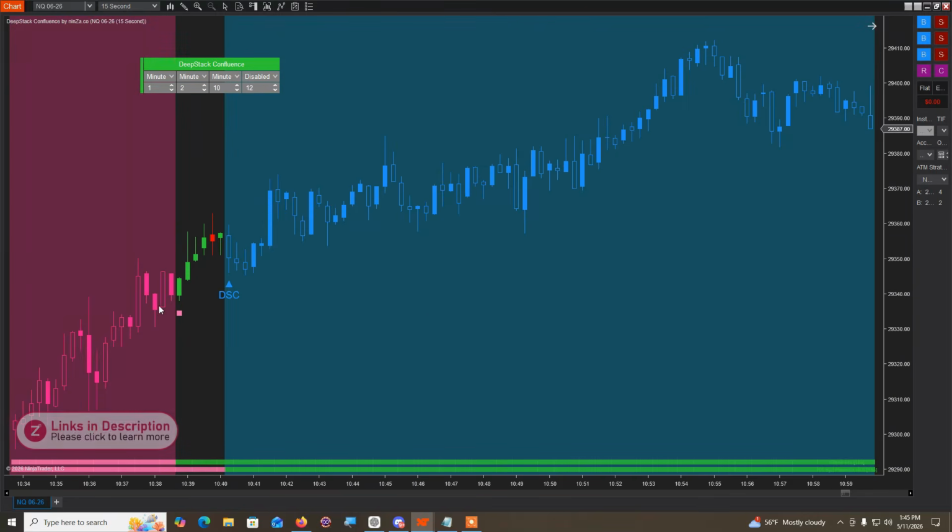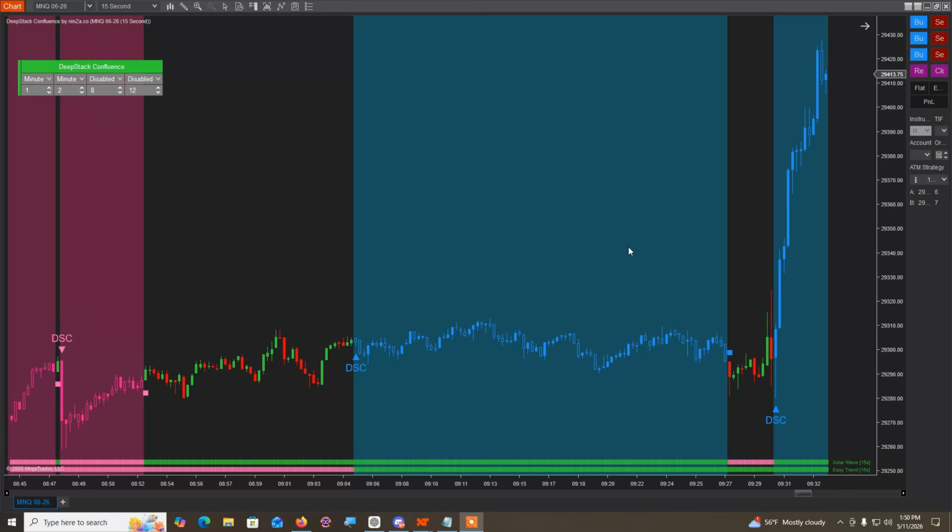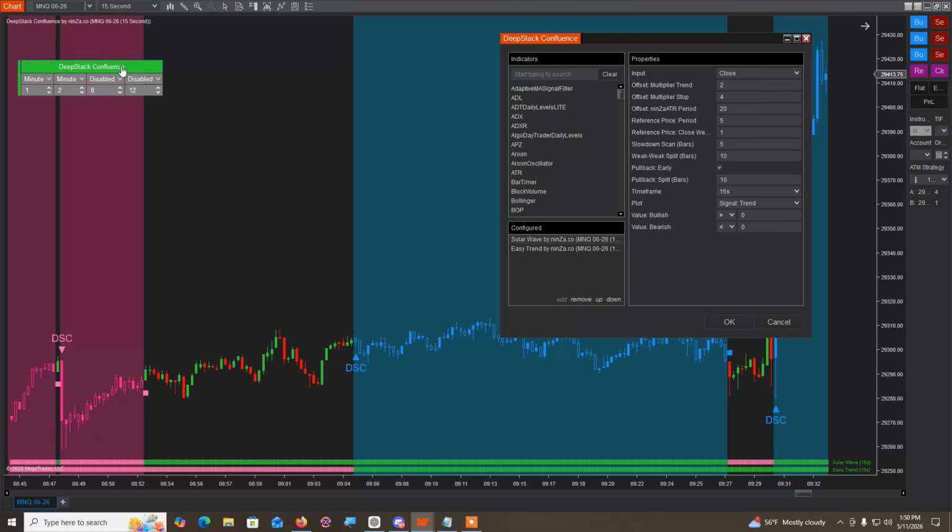When we keep going, again, here is a long over here, bullish condition, everything agrees that we go long, and sure enough, we go long. Next, we can take a look at Solar Wave. Someone asked me to take a look at this to see how this works together. Solar Wave and Easy Trend.